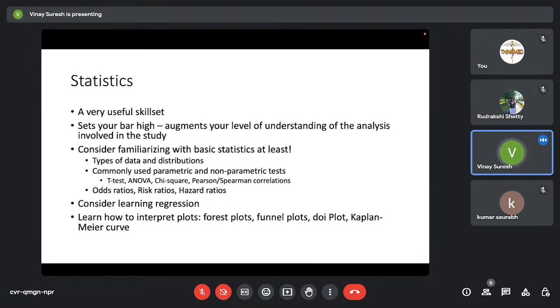And you don't have to learn advanced statistics, right? You can consider learning regression and how to generate forest plots and all that for meta-analysis. But what is more important is that you learn basic statistics first. This will help you understand what has happened behind the scenes when it comes to analysis in any research paper.